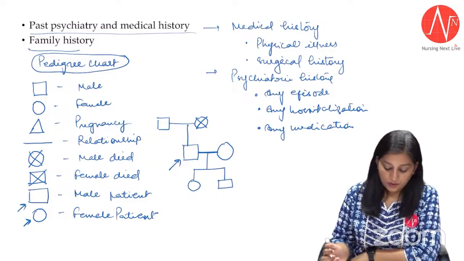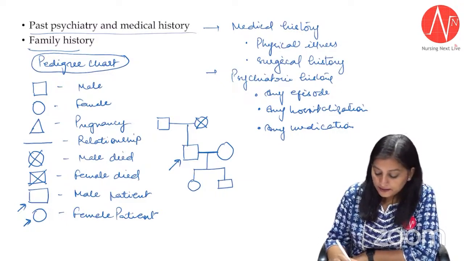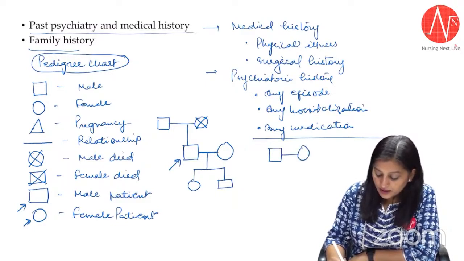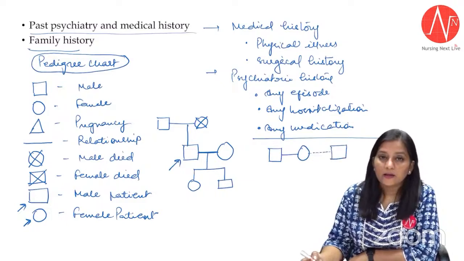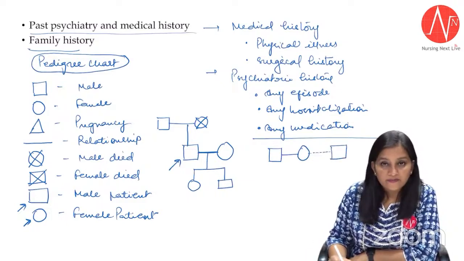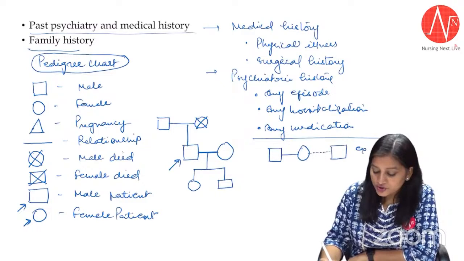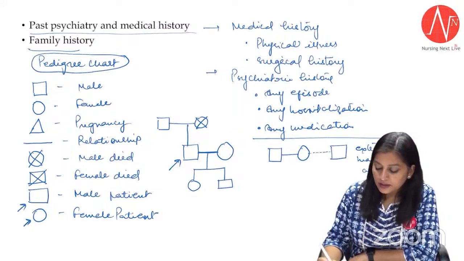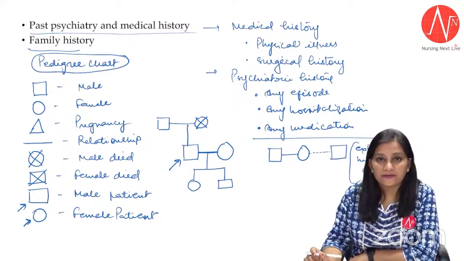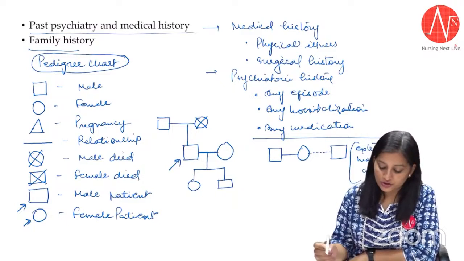Fine. Now suppose in a family, this line shows that they are husband and wife, and this line shows an extramarital affair, that the female has an extramarital affair. This dotted line shows the relationship.